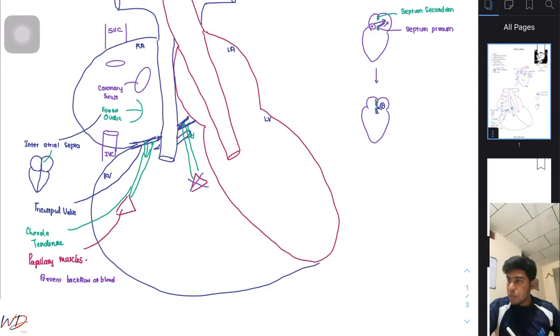Now we will talk about the right ventricle. The right ventricle will contract, pushing blood out of the pulmonary trunk. Over here we have the valve. This is called the pulmonary valve.